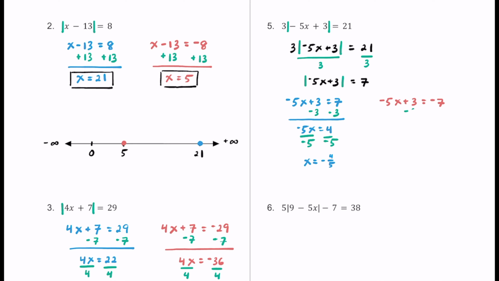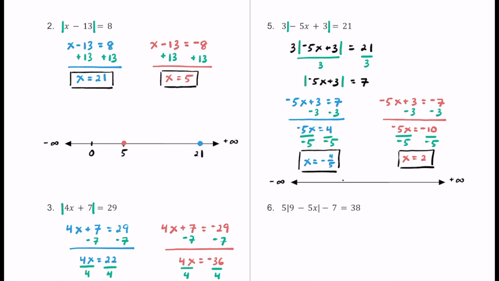For our second equation, let's go ahead and take away 3 from both sides of the equation. If we do that, then the 3 and the minus 3 will cancel out, and we're left with negative 5x is equal to negative 10. Then we can divide both sides by negative 5. If we do that, then x will equal positive 2. So you can see here we have two solutions. One is x is equal to negative 4/5. And our second solution here is that x is equal to positive 2.